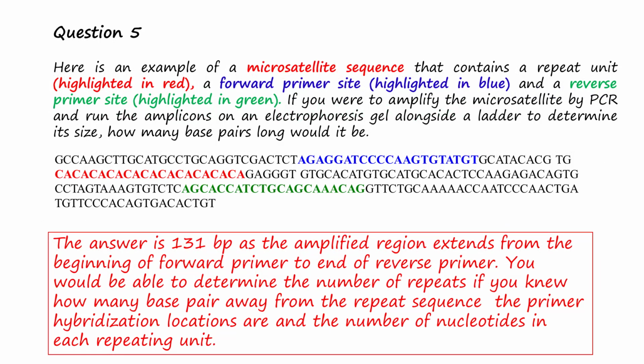The answer is 131 base pairs, as the amplified region extends from the beginning of the forward primer to the end of the reverse primer. If you wanted to determine the number of repeats, you would have to know how many bases away from the repeat sequence the primer hybridization locations are and the number of nucleotides in each repeating unit.